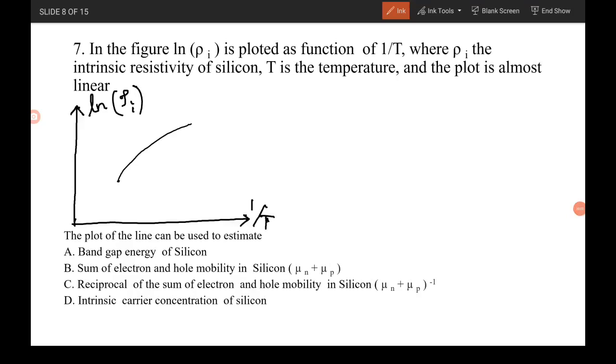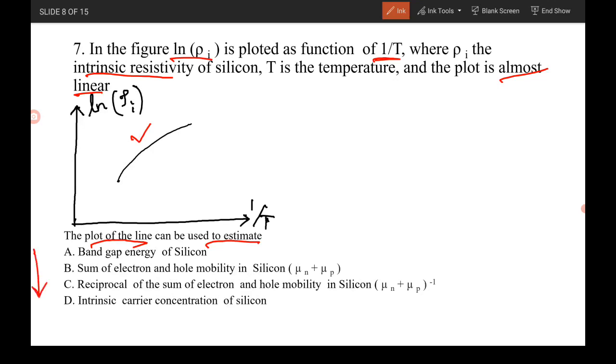Now in this question you can see a graph is plotted between ln of rho i. What is rho i here? Rho i is the intrinsic resistivity, and we are considering an intrinsic semiconductor. The graph is between ln of rho i and the inverse of temperature, that is 1 by T, and this graph is almost a linear plot. The given linear line is used to estimate which of these options.